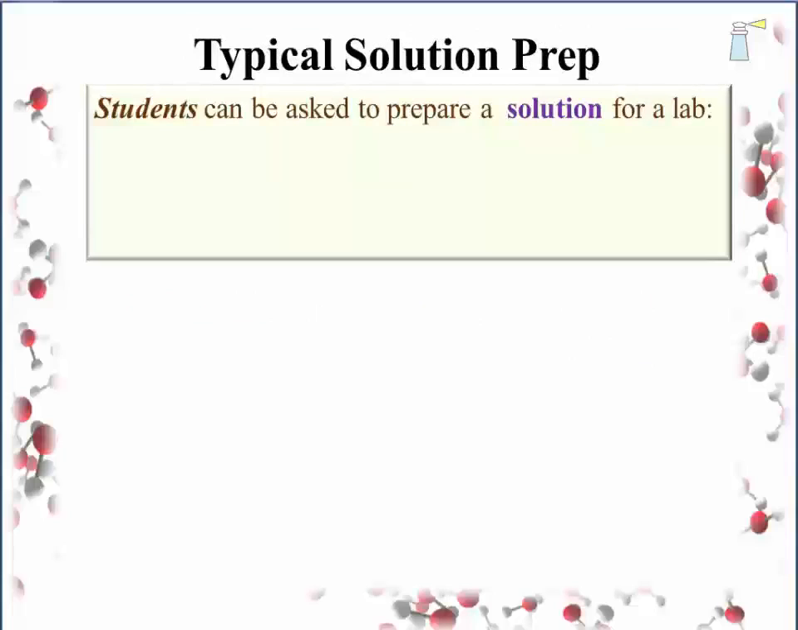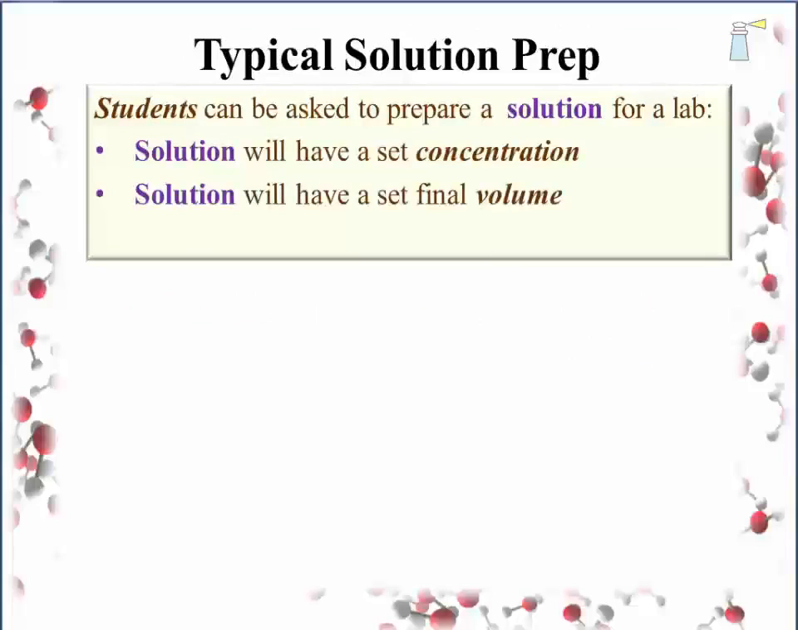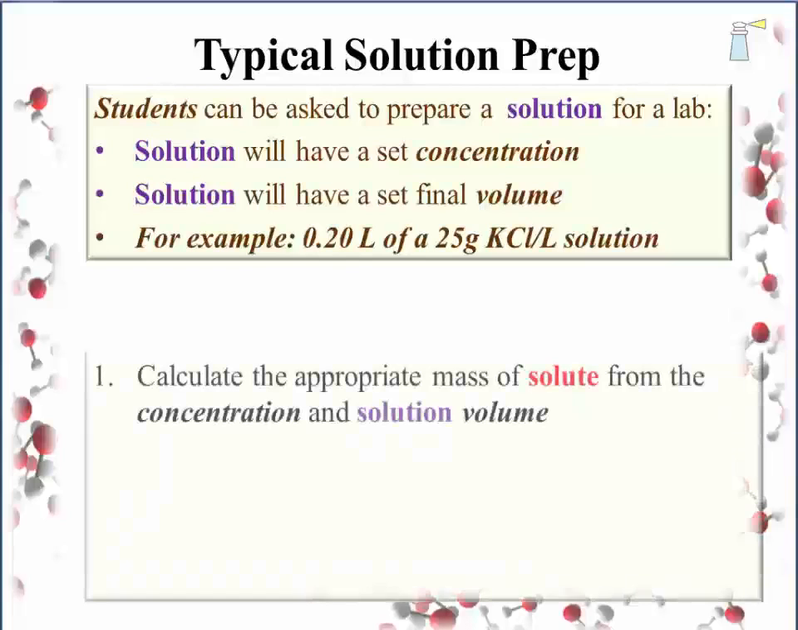That solution will have a set concentration and a final volume. For example, the student might be asked to prepare 0.20 liters of a 25 gram KCl per liter solution. It's an aqueous solution. How should they go about this? Step 1 is to calculate the appropriate mass of solute from the concentration and solution volume. It is the only piece of information not given and will be solved for in the same manner as the previous conversion problems.